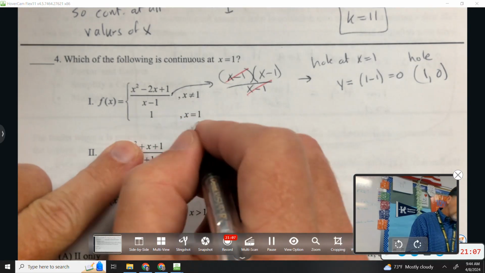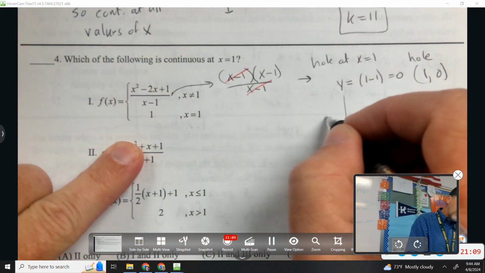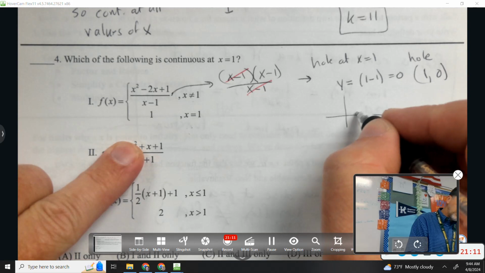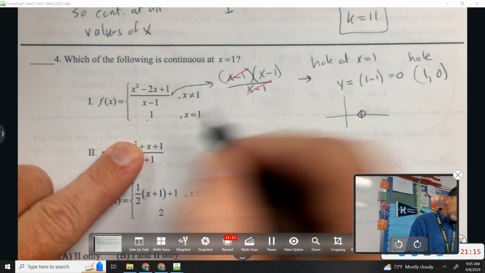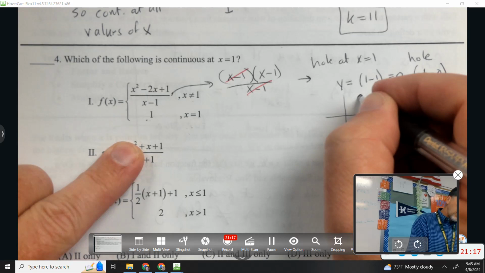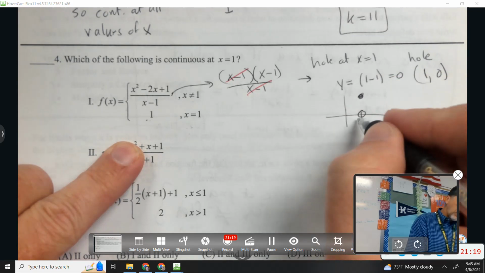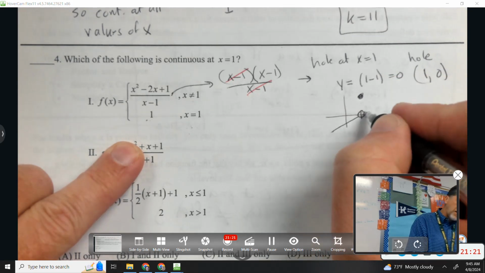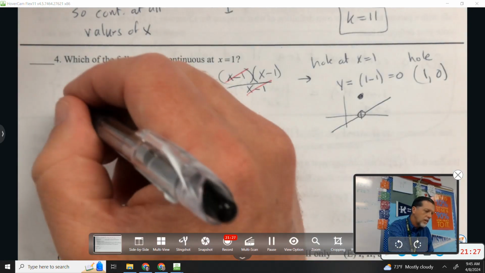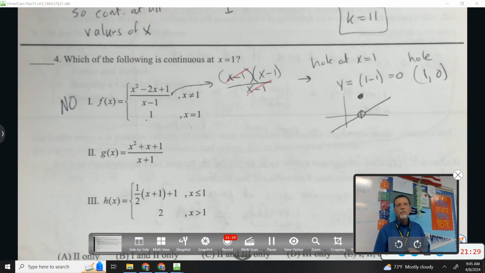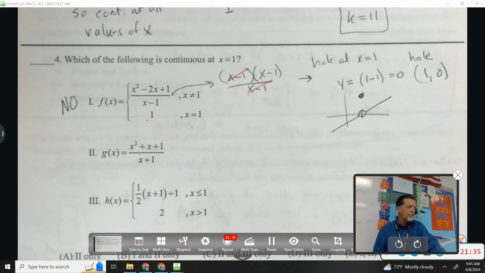So I know I've got a hole at 1, 0. The second part says that y is 1 when x is 1. I don't know what's going on at the hole, but that doesn't really matter. So that thing is not continuous because we didn't fill the hole. It was a removable discontinuity, but we didn't remove it. We didn't fix it.